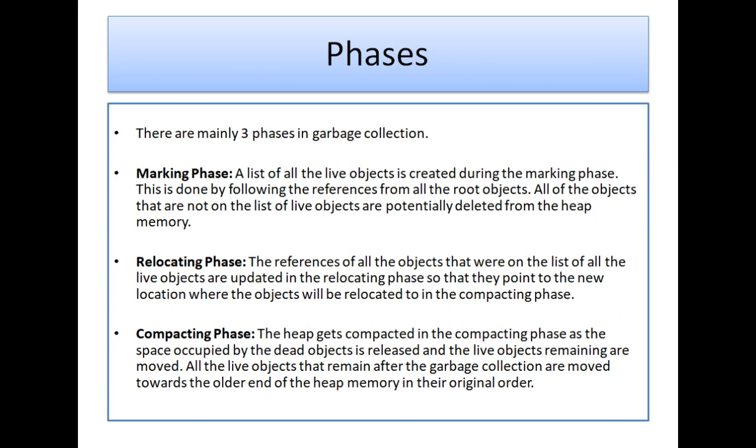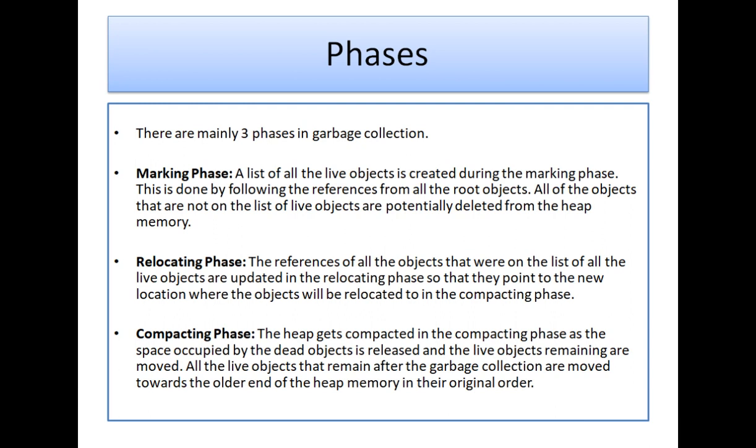One is the marking phase, where the garbage collector or the CLR creates the list of newly initialized variables or objects. Then we have a relocating phase. Relocating phase means that when garbage collection happens again, it will update the list. It will update the live status in the list: what is still alive, and which variables or objects are now dead and which are still alive.